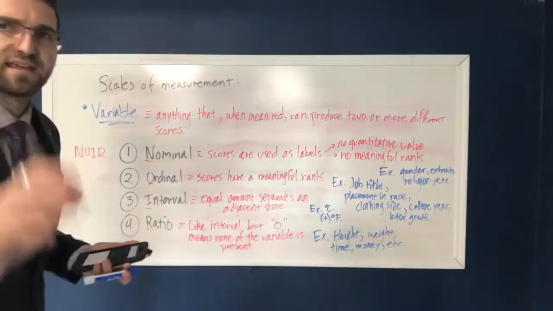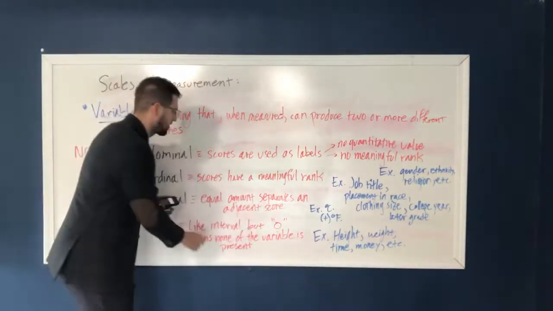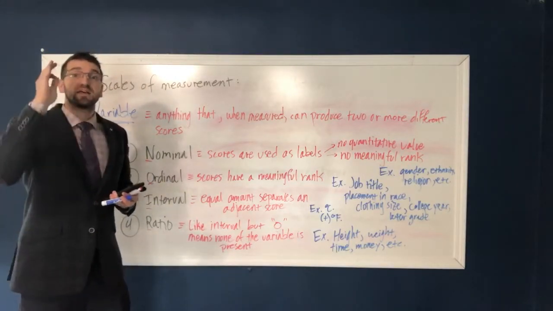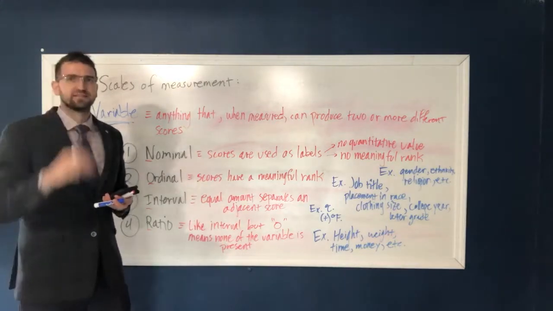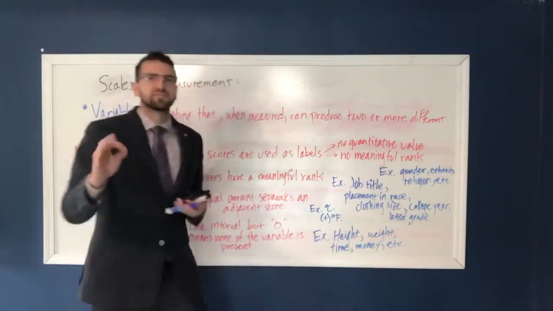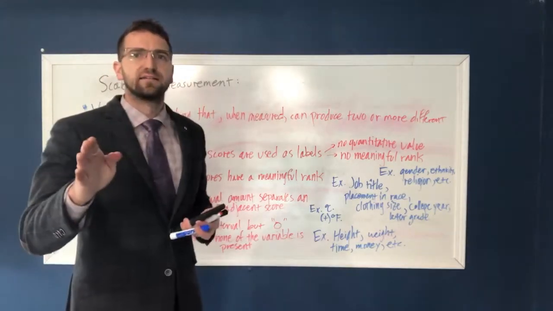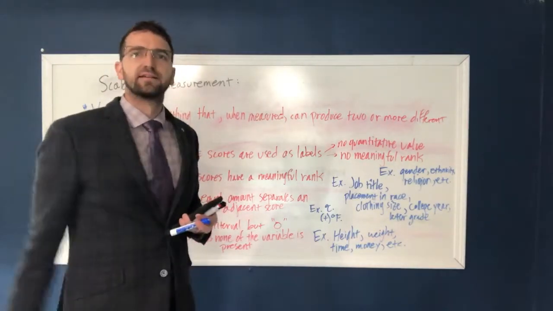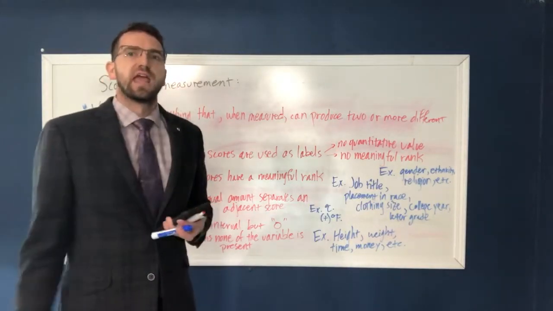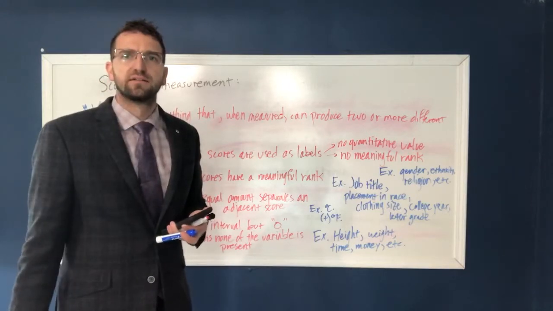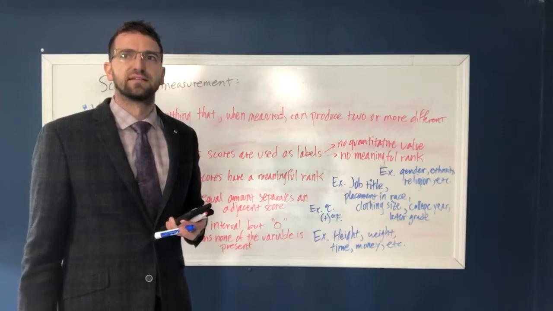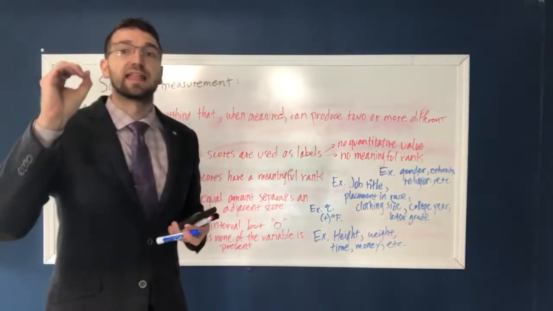So ratio is like interval, but zero means none of the variable is present. It means the variable doesn't exist. Well, you'll see. Some examples of ratio include height. Check this out. Think about how tall you are. If you were 0 inches tall, you would not exist, right? So zero means a lack of height.